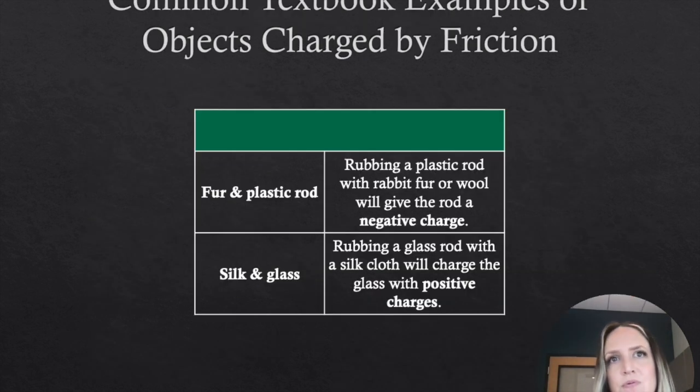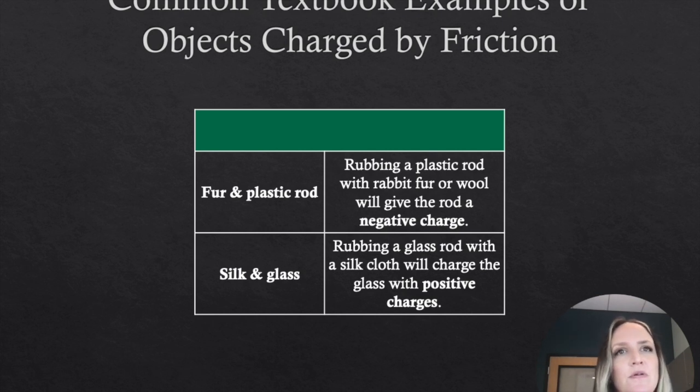I gave you an example, right? Rubber from a balloon, fur from a cat, right? Those are two types of materials that when friction is generated between them, there'll be a charge imbalance and you'll have a net positive charge on one object, a net negative charge on the other, and thus you'll have an attractive force, right? Because opposites attract.